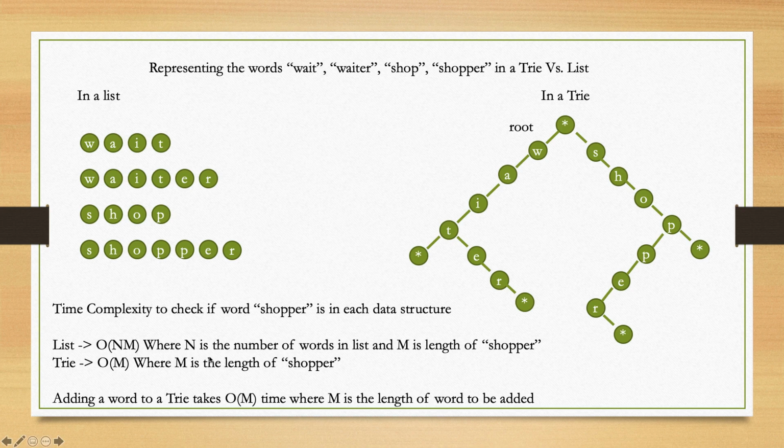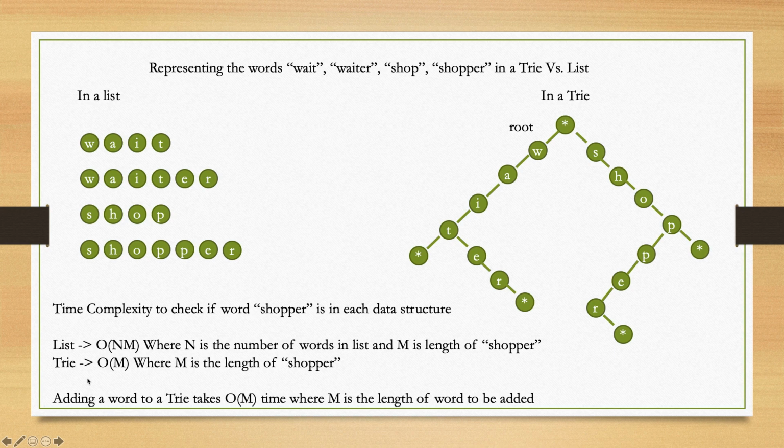So that's why checking to see if a word is inside of a list is actually O(nm) time, where n is the number of words in the list and m is the length of the word you're looking for. Because worst case scenario, your list doesn't contain the word you're looking for, so you have to go through every word. And each time you're doing that, you have to compare each word that you're looking at.